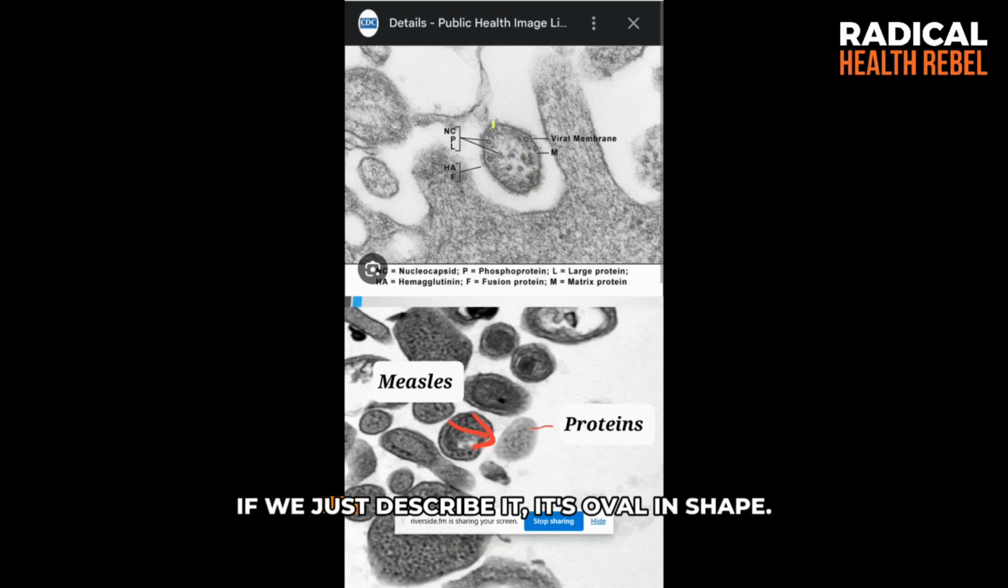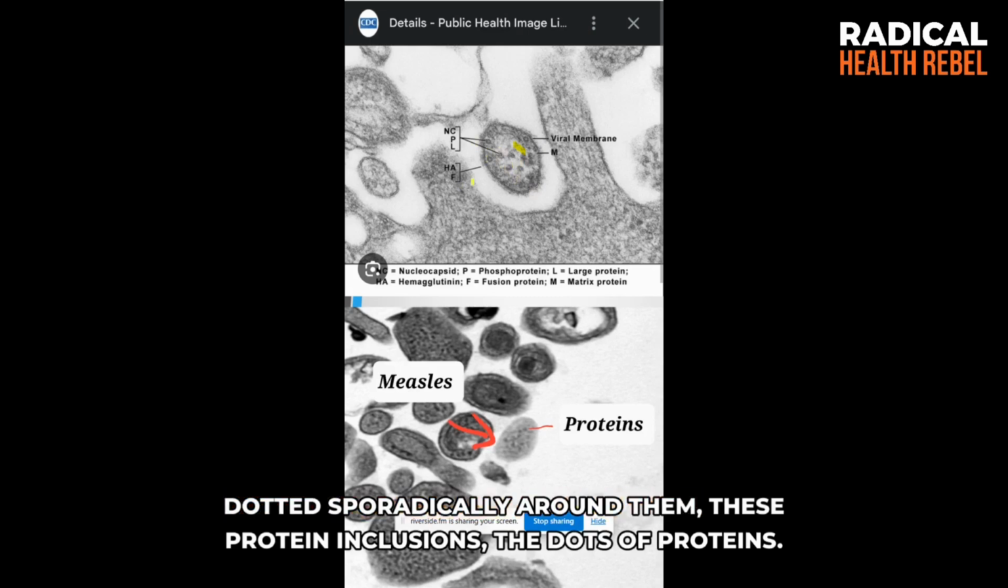So if we just describe it, it's oval in shape. It has this coating around the outside. They label this kind of lighter gray matrix in it. And then they have a viral membrane. And then they have dotted sporadically around them these protein inclusions, the dots of proteins.